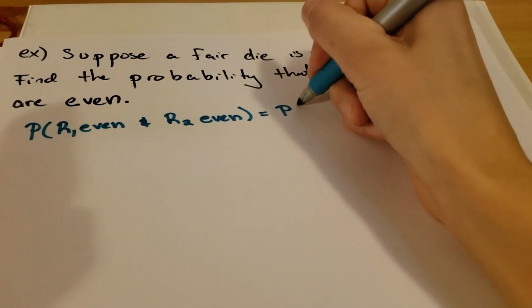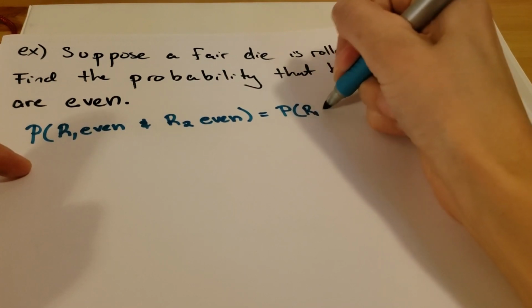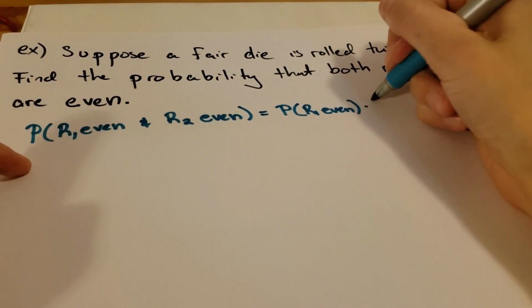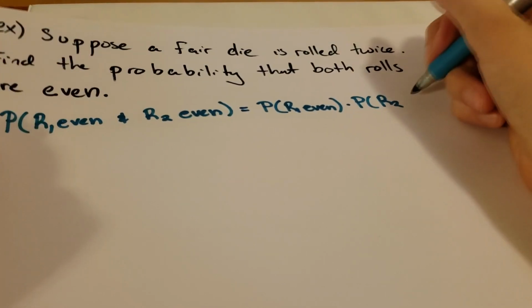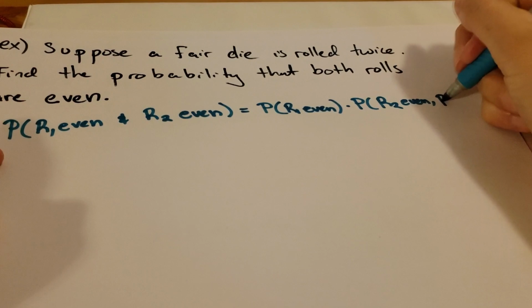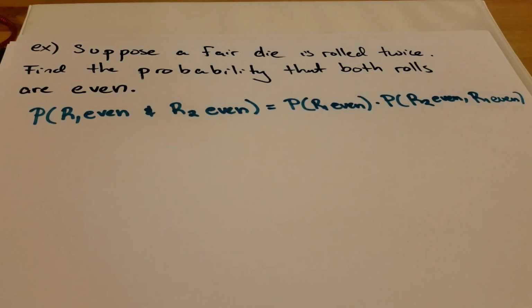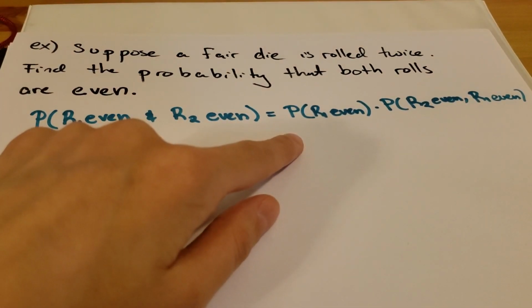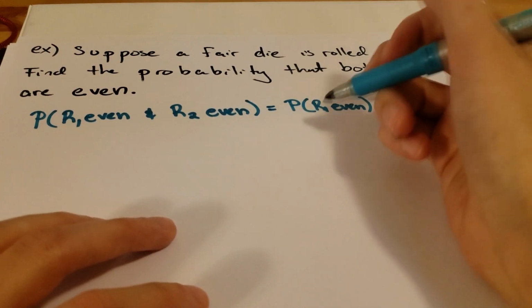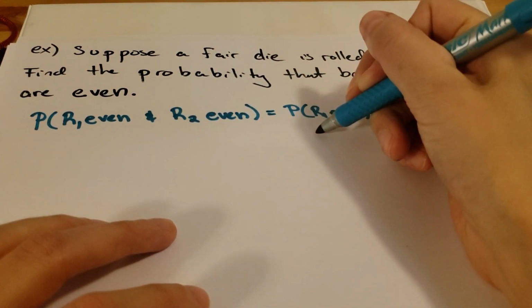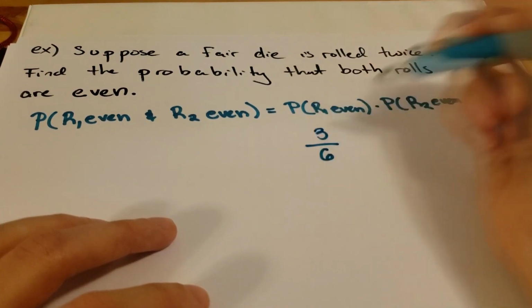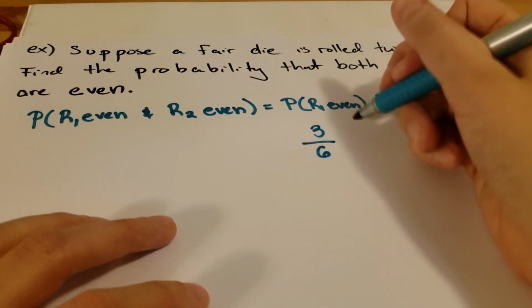So we're looking for the probability that the first roll is even, and then the probability that the second roll is even, given that roll 1 was even. So we know this using our multiplication rule, but now we need to determine, well, are these independent events or are these dependent events? And this is a situation where these events are independent. Whatever we get on the first roll is not going to affect what we get on the second roll. So our probability that our first roll is even, right, we have the numbers 1 through 6 on the die, and 3 of them are even, so that probability is 3 out of 6.